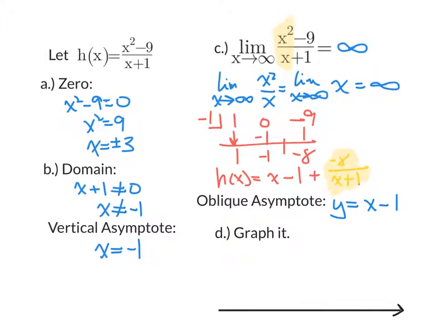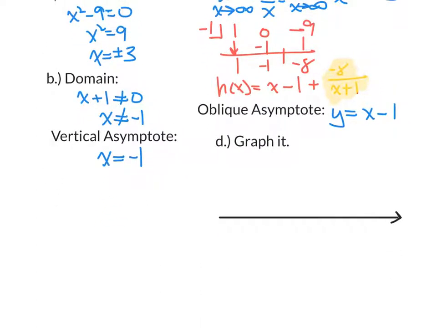In order to graph it, I'm going to move down a little bit, and we'll start plotting all of our important information. First of all, we have two zeros. One of them's at 3, and one of them's at negative 3. And we have a vertical asymptote over at x equals negative 1. The oblique asymptote is the line y equals x minus 1. That would give us a slope of 1, something about like that, and a y-intercept of negative 1. So we graph all of that. That kind of sets up all of our boundaries.